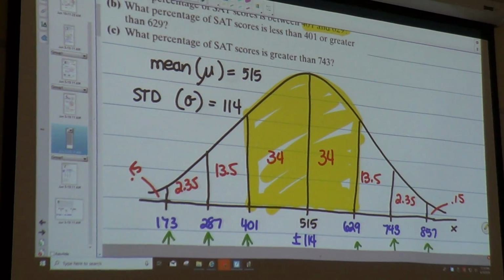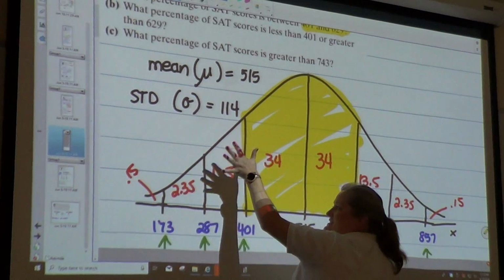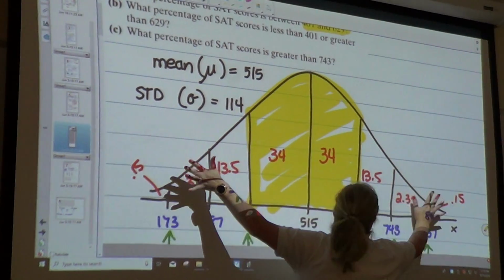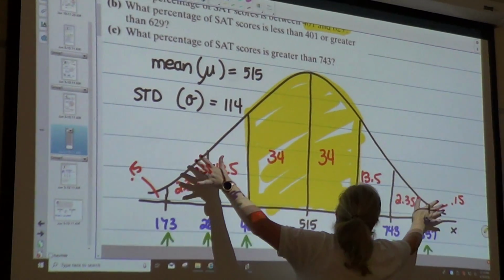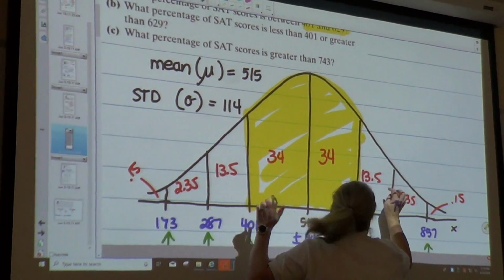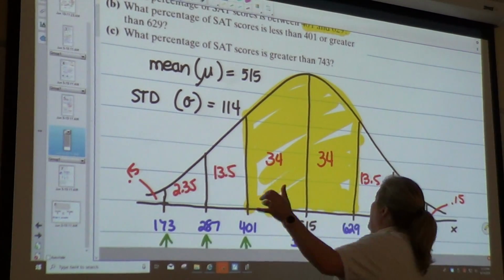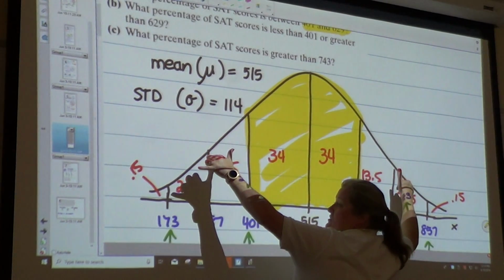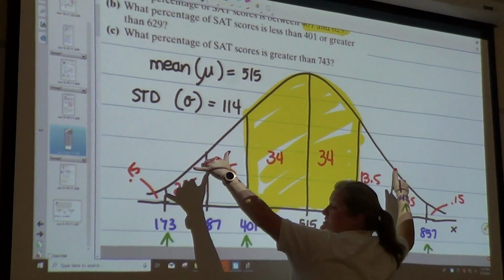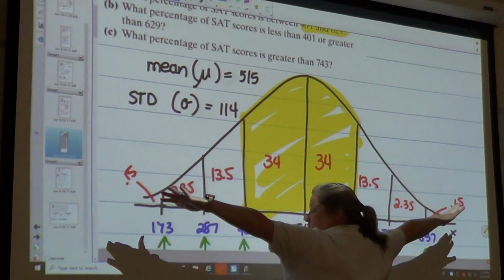Alright. Which scores are less than 401 or greater than 629? Less than 401 is this tail. Greater than 629 is this tail. Now, if you would have put those numbers in, you would do this plus this plus this plus this plus this plus this. You'll get your answer. How did I tell you last time to do two tails? What number do we need to start with if we're doing tails? 100%.